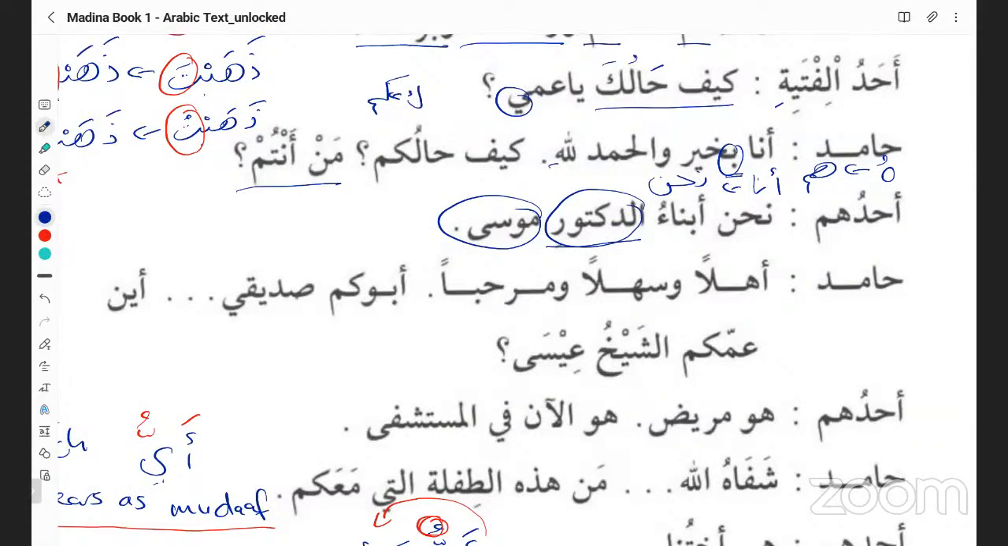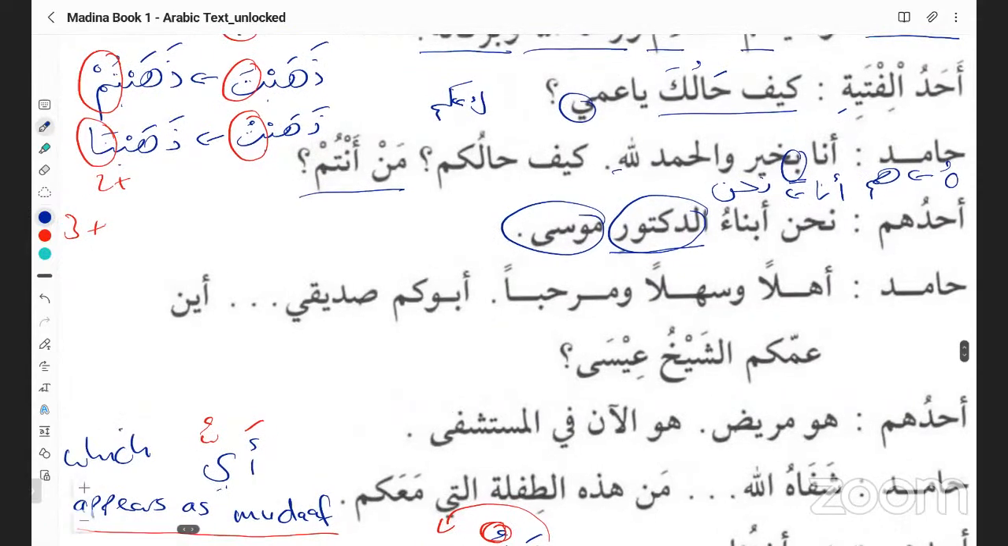أهلا وسهلا ومرحبا. Usually they translate this as welcome. Ahlan means like ahlan, you became, ahl means family, you became family. So if you see someone, you are telling the person you became a family. Wa sahlan, sahl means easy. Your stay here will be easy. Sahlan. So whatever you want will be easy for you to attain. Wa marhaban, and welcome. So ahlan wa sahlan wa marhaban.